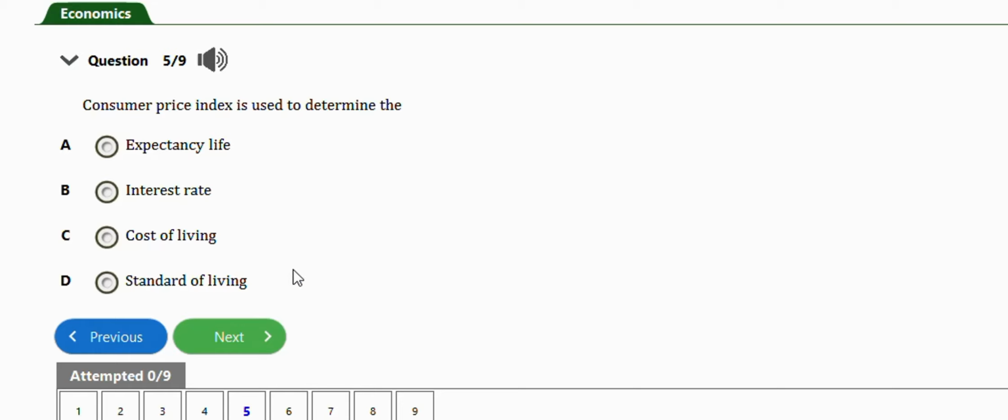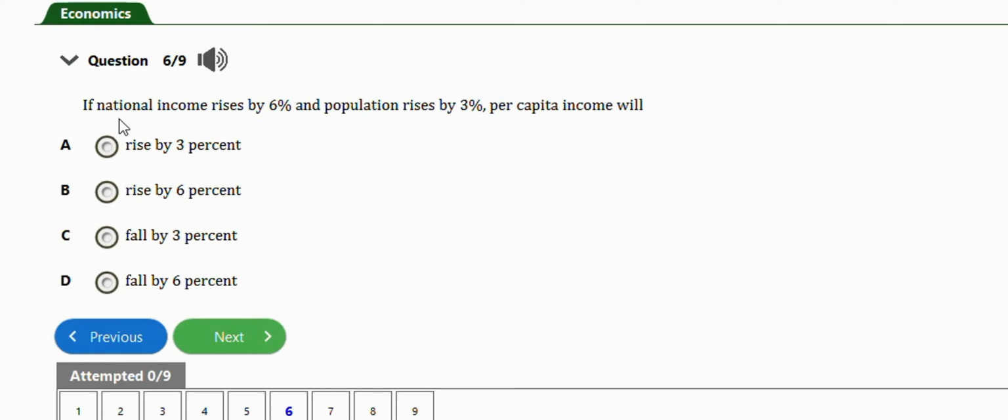Alright, very important. The next question in this one says, if national income rises by 6% and population rises by 3%, per capita income will: rise by 3%, rise by 6%, fall by 3%, fall by 6%. So the right answer is that the per capita income will rise by 3%, option A.